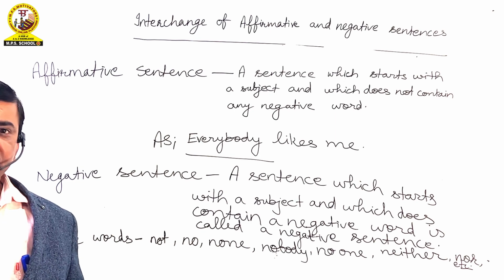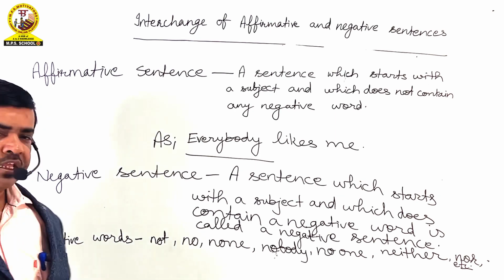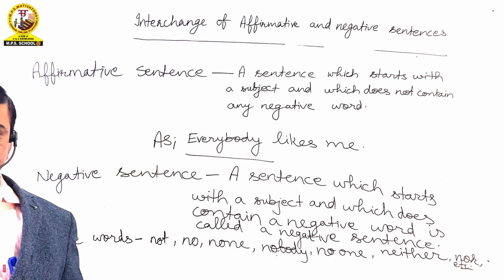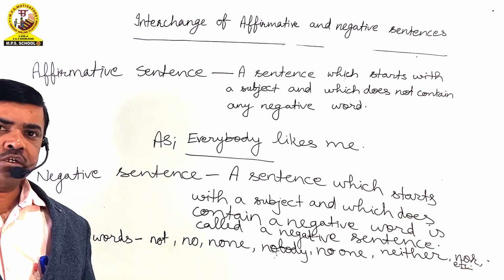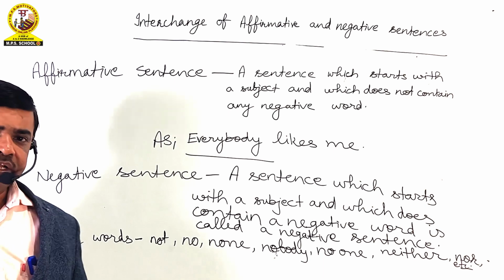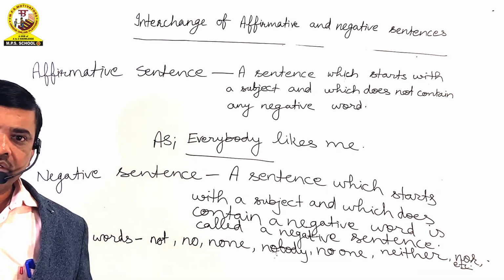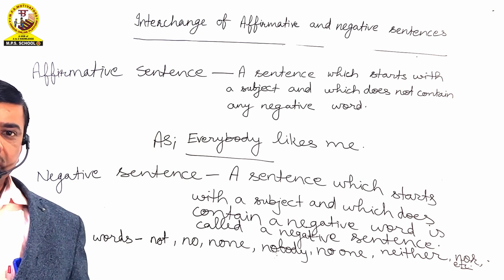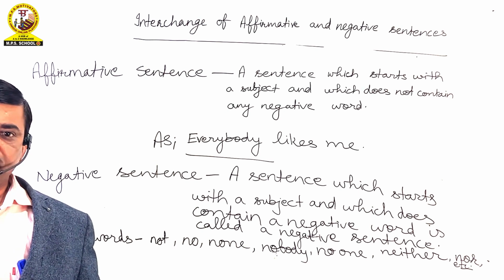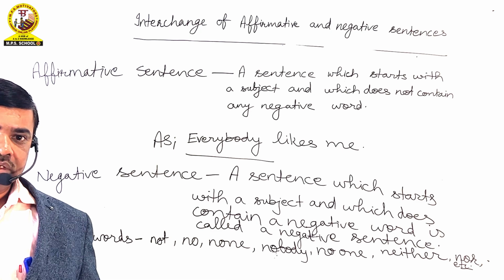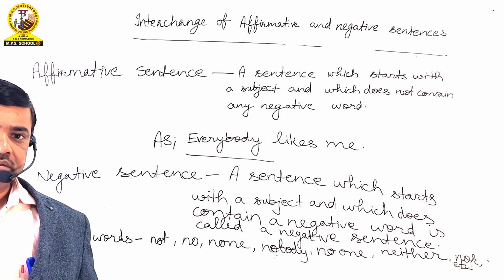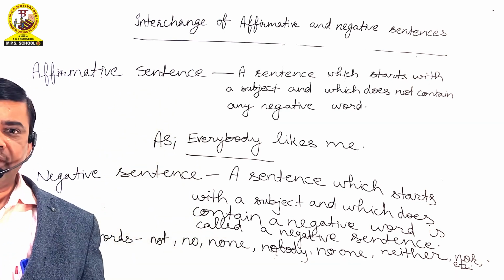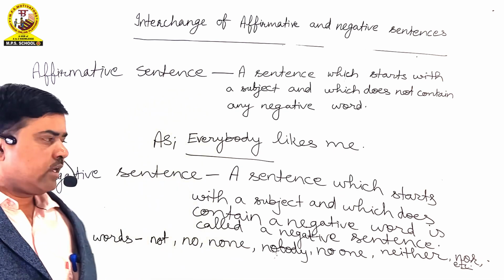Friends, to learn how to transform an affirmative sentence into a negative one, we will have to learn some negative words by using which affirmative sentences are transformed into negative sentences. For examples, not, no, none, nobody, no one, neither, nor, etc. are negative words. And friends, maximum negative words start with N. So it is a key method of knowing a negative word. You can see that these negative words have started with N. Friends, now you can take its screenshot.